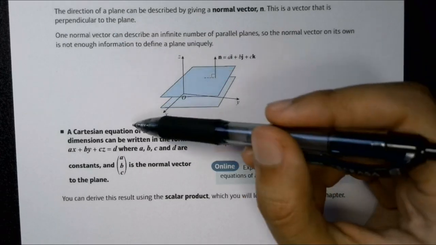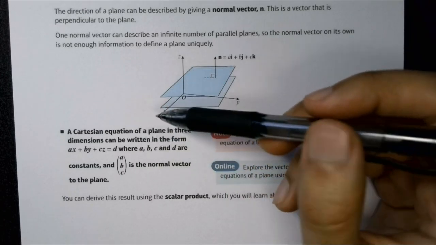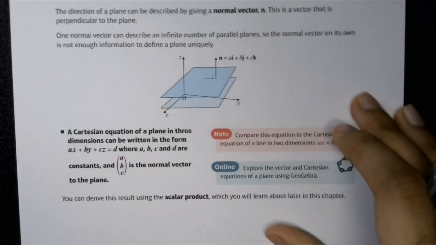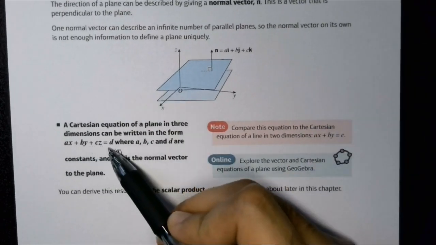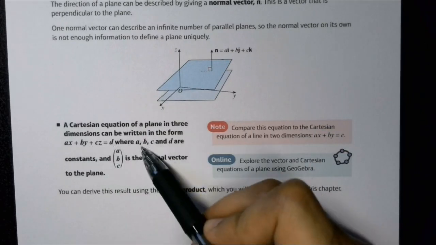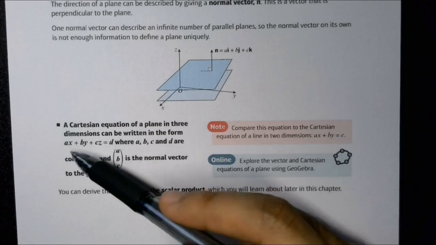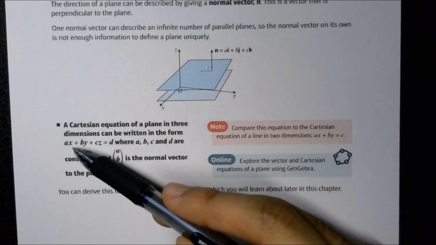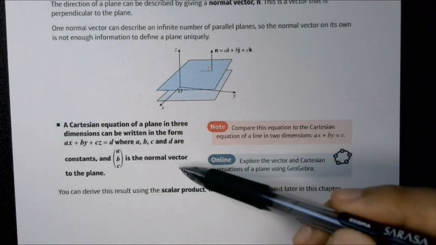So we can now move on to the Cartesian equation of a plane in 3 dimensions. This can be written in the form ax plus by plus cz equals d, where a, b, c and d are constants, and a, b, c, the coefficients in front of x, y and z, that's the normal vector to the plane.